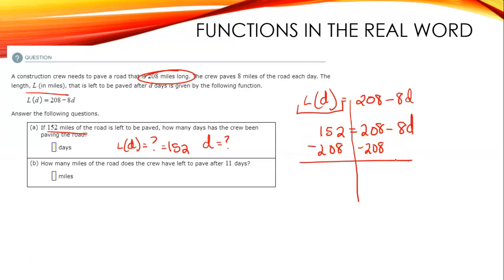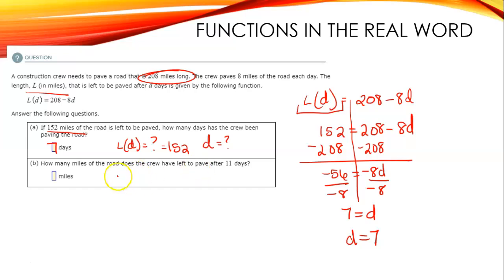That's going to give me a negative, but that's okay. That's going to go away here in just a second. That gives me negative 56 equals negative 8 times the number of days. I'm going to divide both sides by negative 8. And so I find out that it takes 7 days for there to be 152 miles left of the road to be paved.